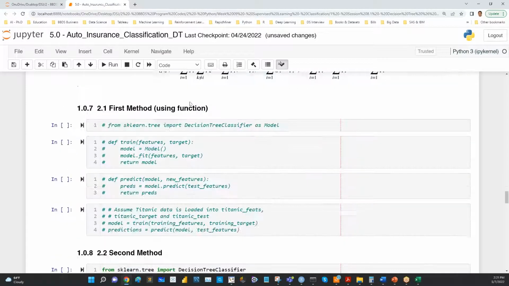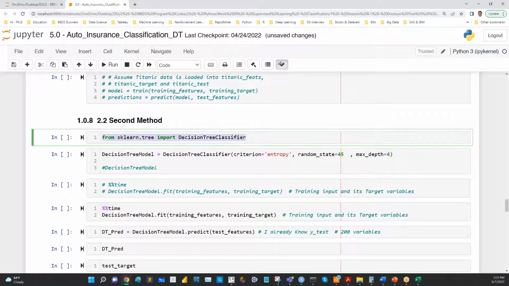Now we are going to build a decision tree. So we are going to import the classifier from scikit-learn.